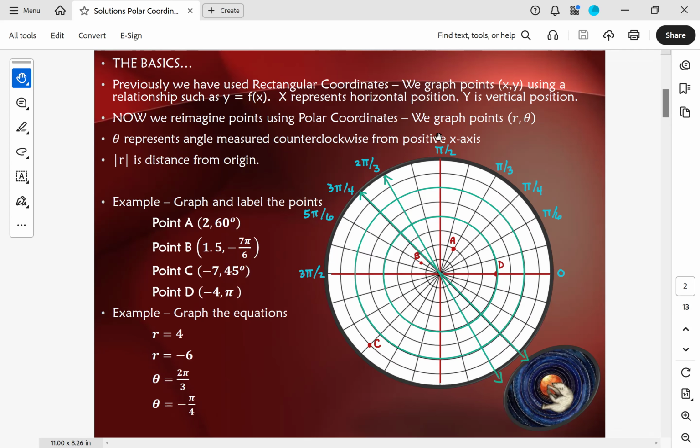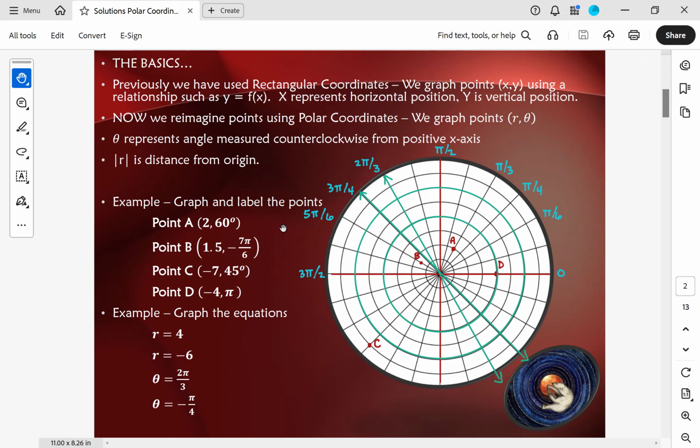Previously, we used rectangular coordinates. You graph your x and your y. You typically have a function that directly relates x and y. X is horizontal, y is vertical. Those very same ordered pairs that you graphed with their x and their y could be graphed using two different parameters. We could identify a location based off of an r and a theta. R being related to distance from the origin. Really, we should say absolute value of r is distance because r can be negative. And theta represents angle, same way we measure as in trig, counterclockwise, starting from the positive x-axis.